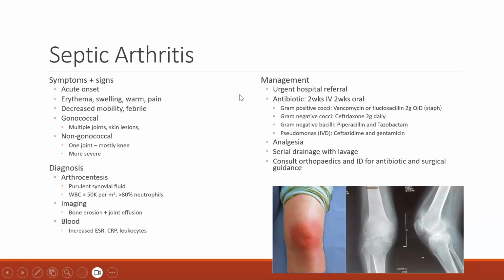Management: it's an emergency, so it's an urgent hospital referral. They get antibiotics depending on the causative organisms. With gram-positive, we give vancomycin or flucloxacillin. Gram-negative, we give ceftriaxone. Gram-negative bacilli, we give, I'm not going to bother pronouncing this. And then we also have to manage the pain, and do serial follow-up to see the effect of the antibiotics.